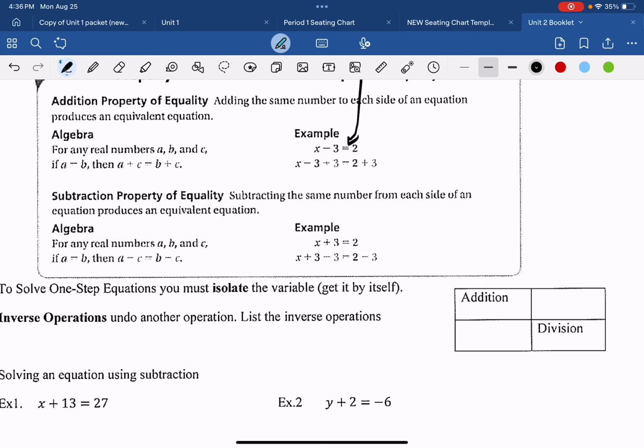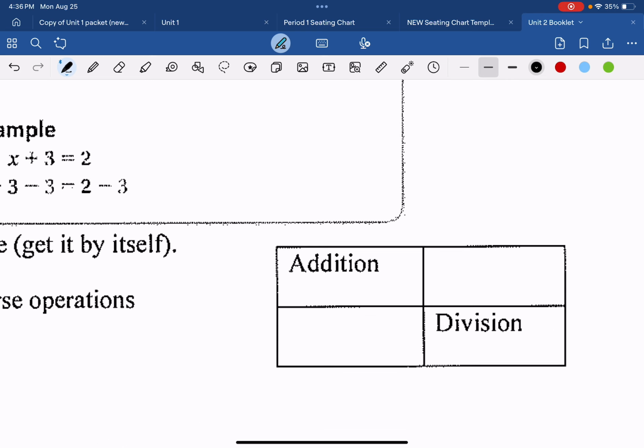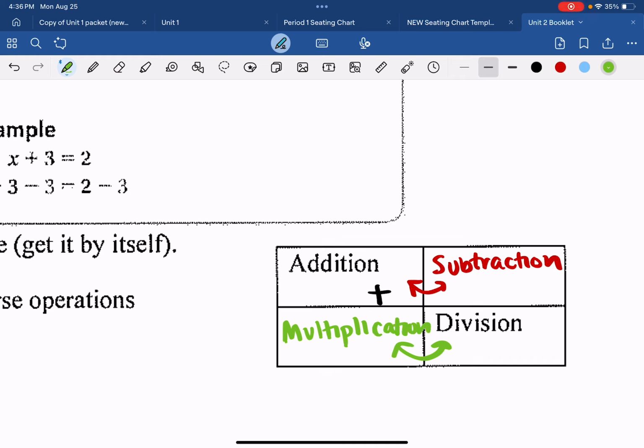All right, when we solve these, we like to think about their opposites. Opposite operations. So for addition, its opposite is subtraction, or its inverse, or its reverse. Right? They go back and forth. They undo each other. Division's opposite is multiplication, and those undo each other. They're inverses or reverses of each other.